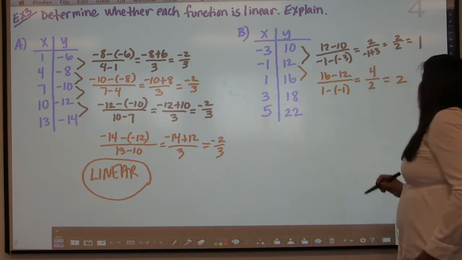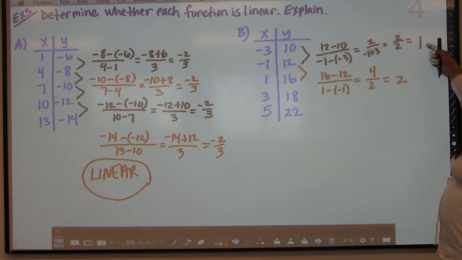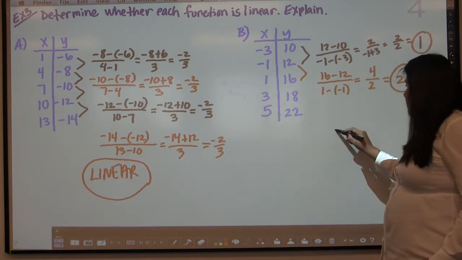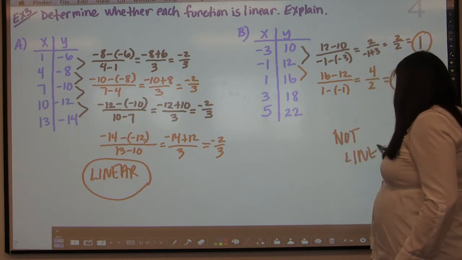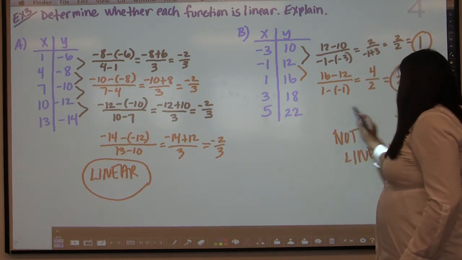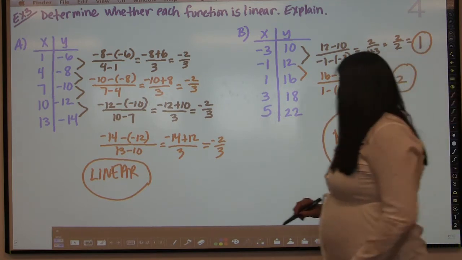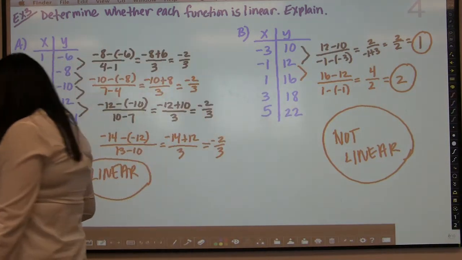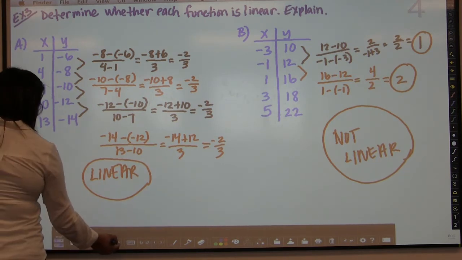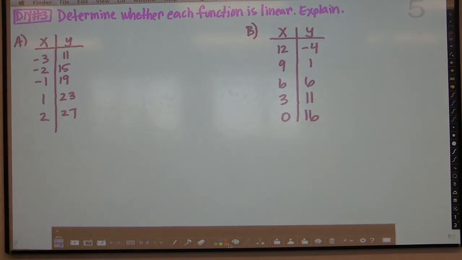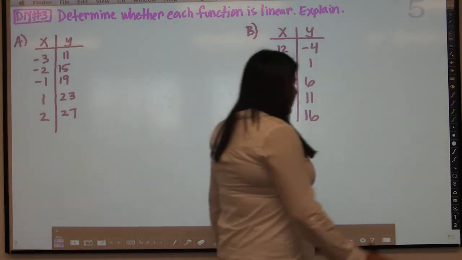2. So already we can see that these two pairs of points have different rates of change, so this is not linear. We don't even have to keep going because once you find one that doesn't work, then it's not linear. So we've just saved ourselves a couple of extra steps there. Alrighty, so now we're going to ask you to do this little guy, and then we're going to move on.